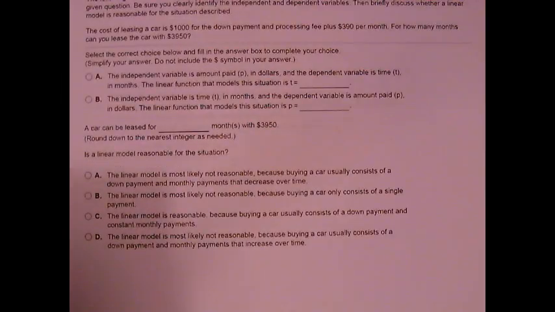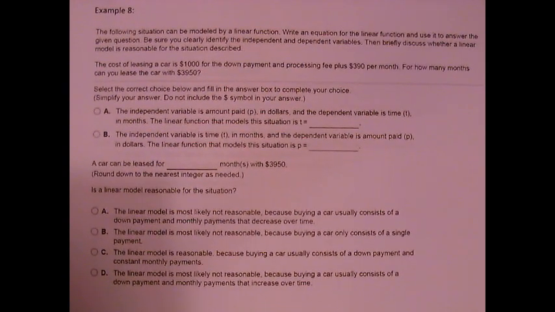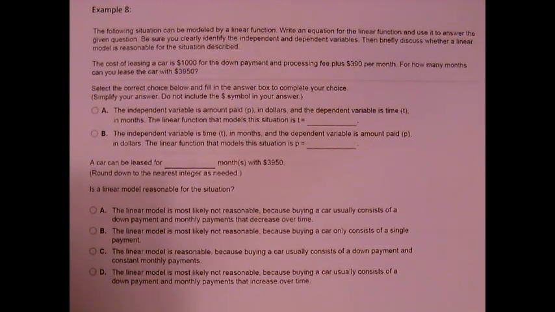Okay, here's our next example. Pretty much the directions are the same. The cost of leasing a car is $1,000 for the down payment and processing fee plus $390 per month. For how many months can you lease a car with $3,950?